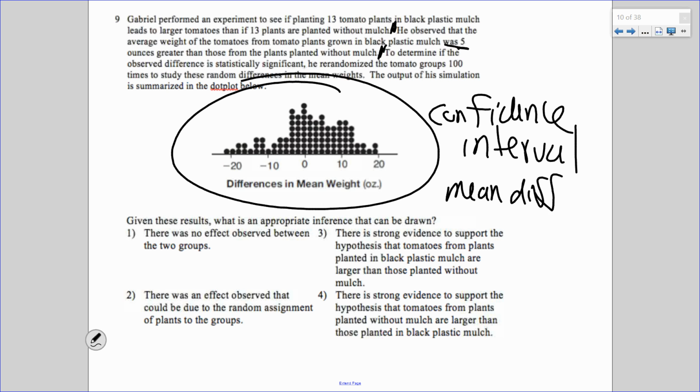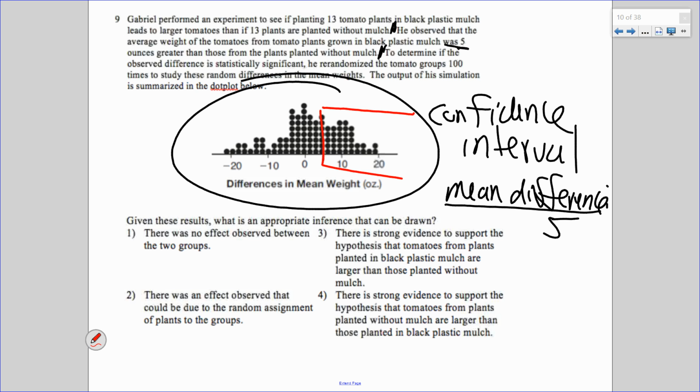Whenever you're doing an experiment, what we care about is the mean difference. The mean difference here is 5. So, if the mean difference is 5, I'm not even going to read on right now. I'm going to find 5 on the sample distribution, which is about here. And I'm going to look and see how much we're more extreme.